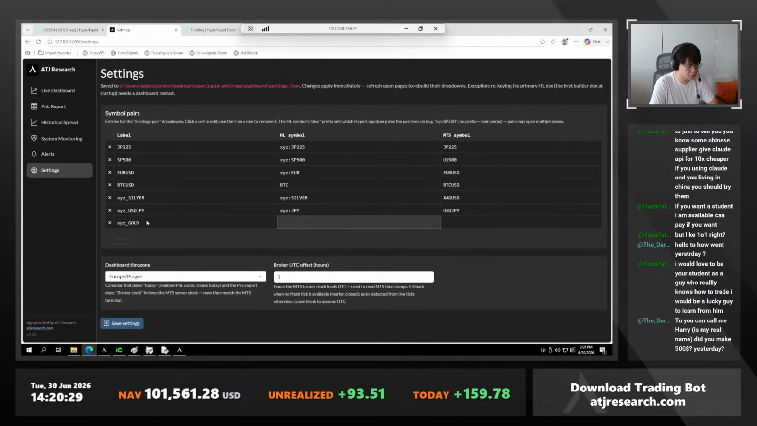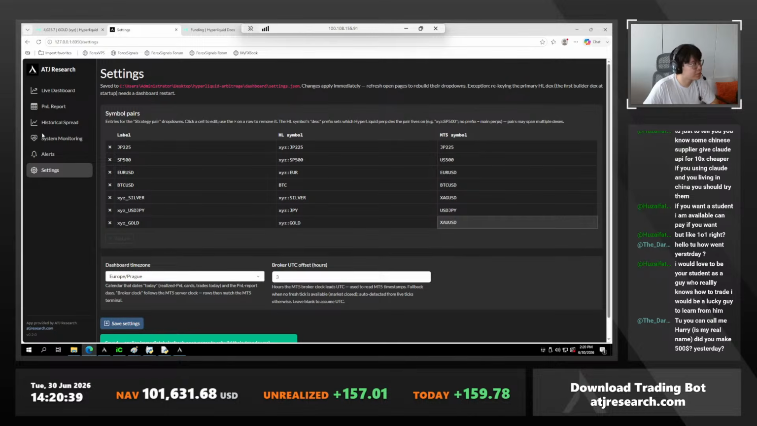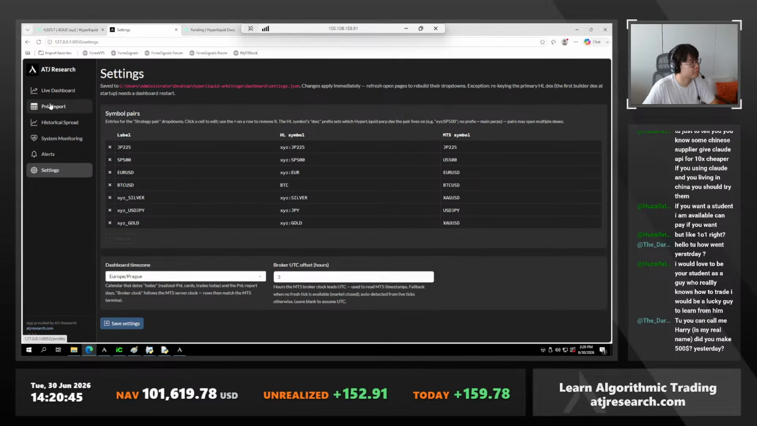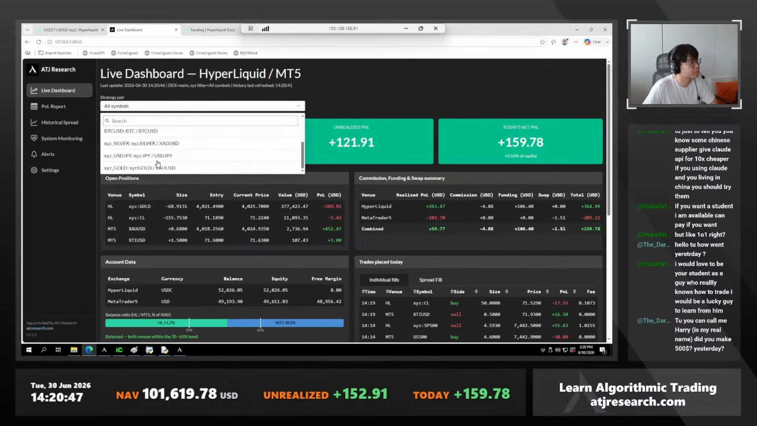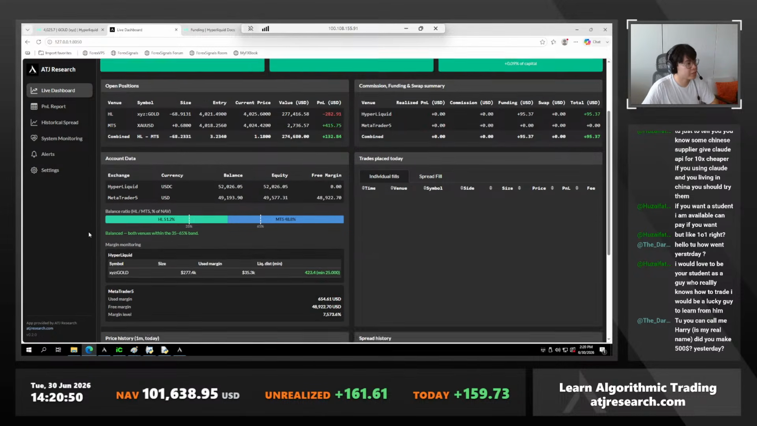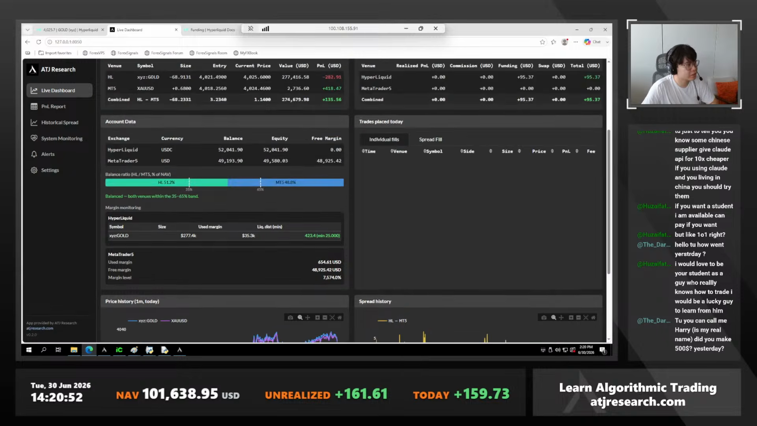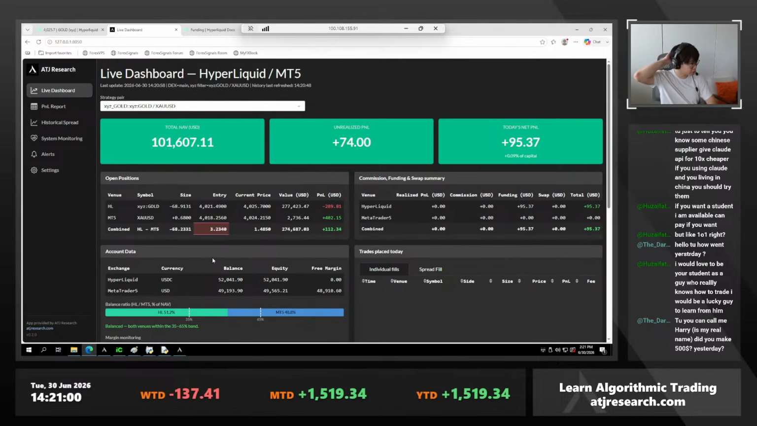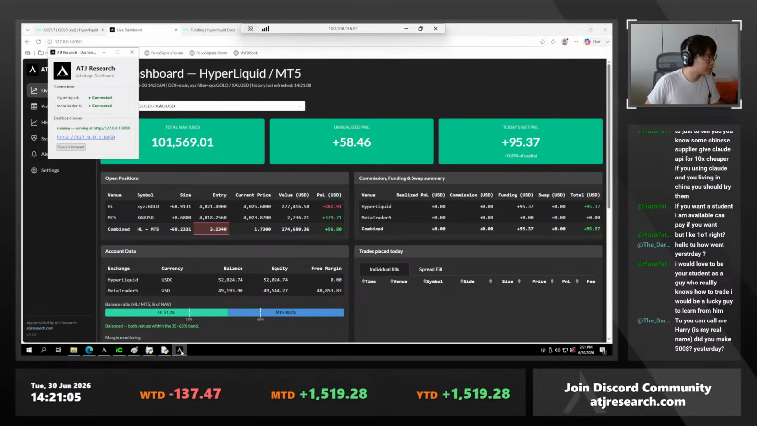So here let's write XYZ gold, and here let's write XAU USD. Let's save the settings. Now we can add gold to my dashboard here, and what you can see here is my current gold trade. As you can see, my entry price is 3.2, which is not too bad, because I want to enter at 3 anyways if I check my strategy settings.